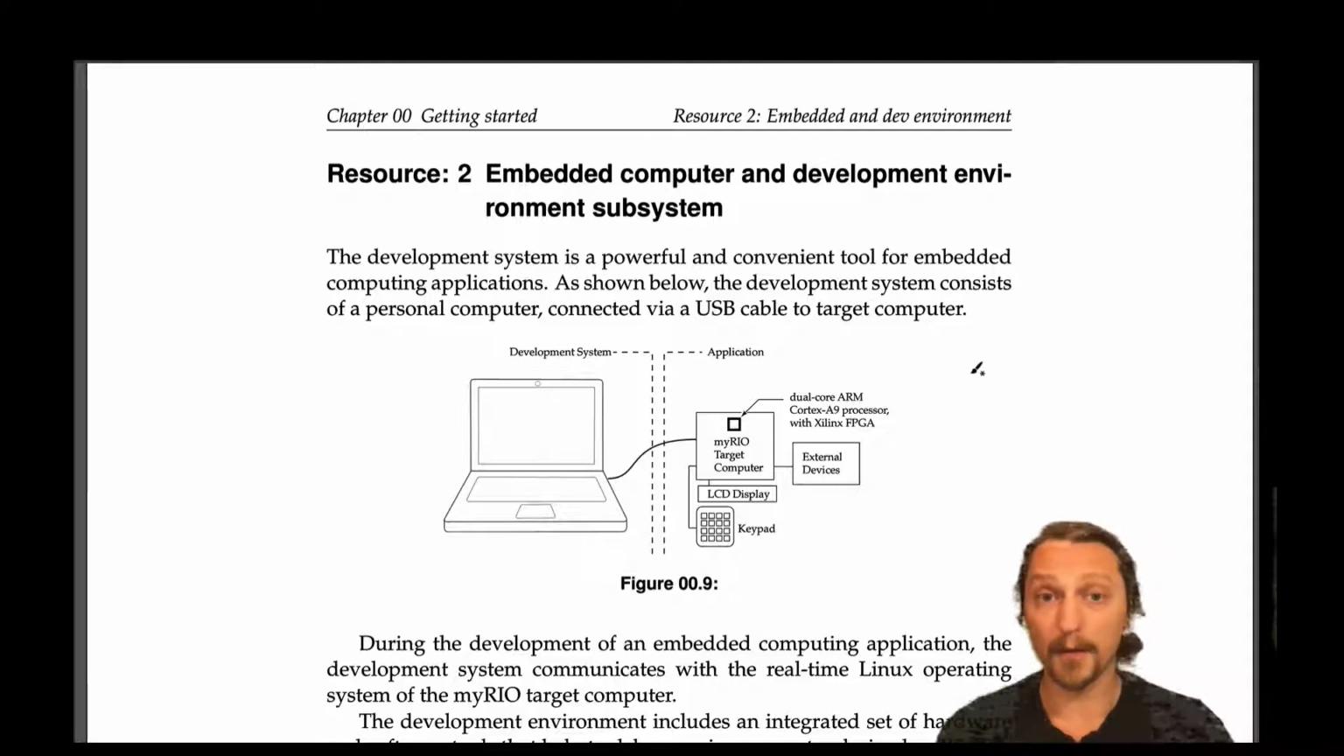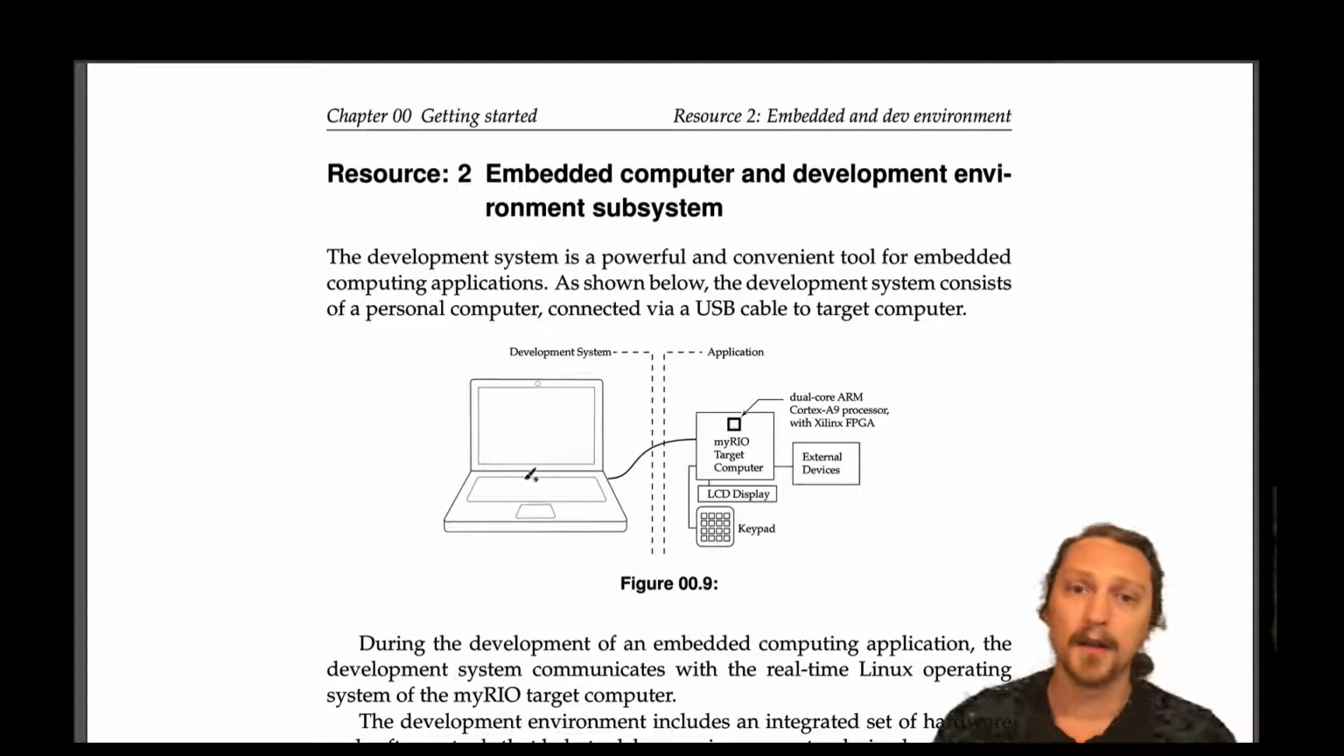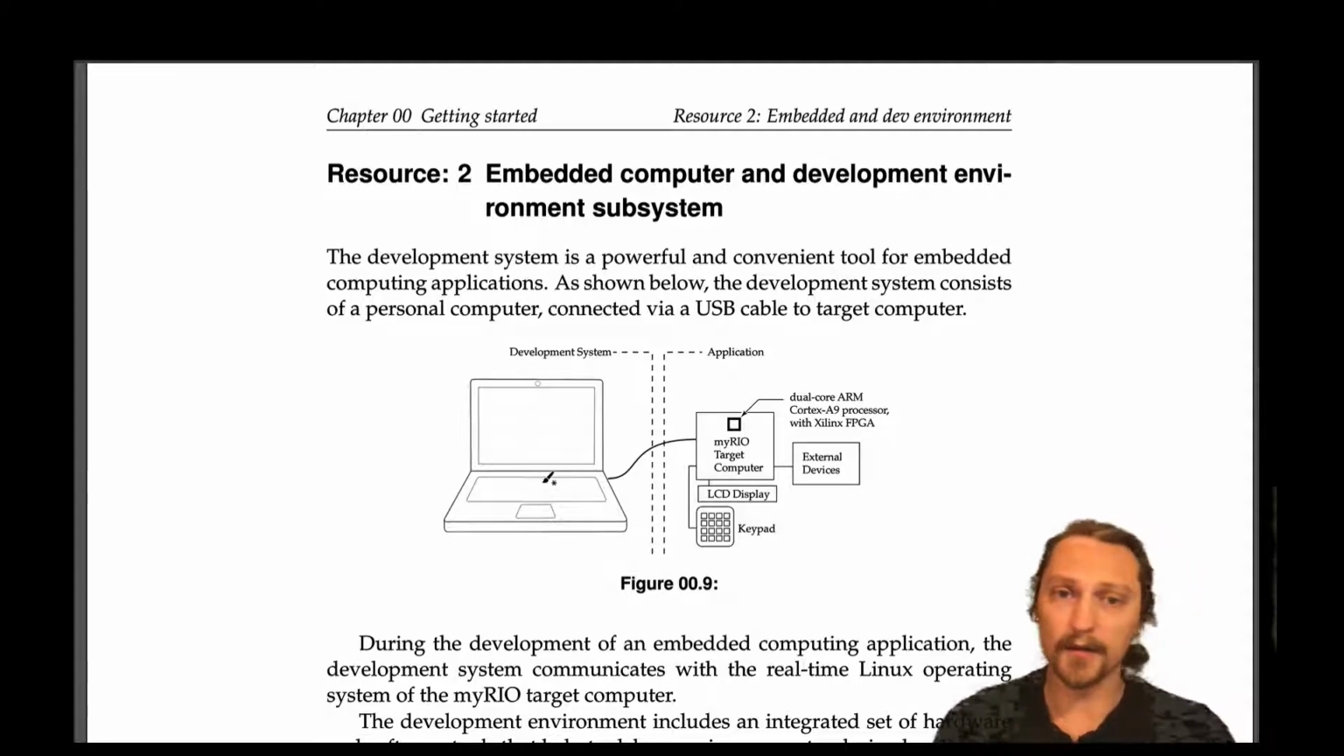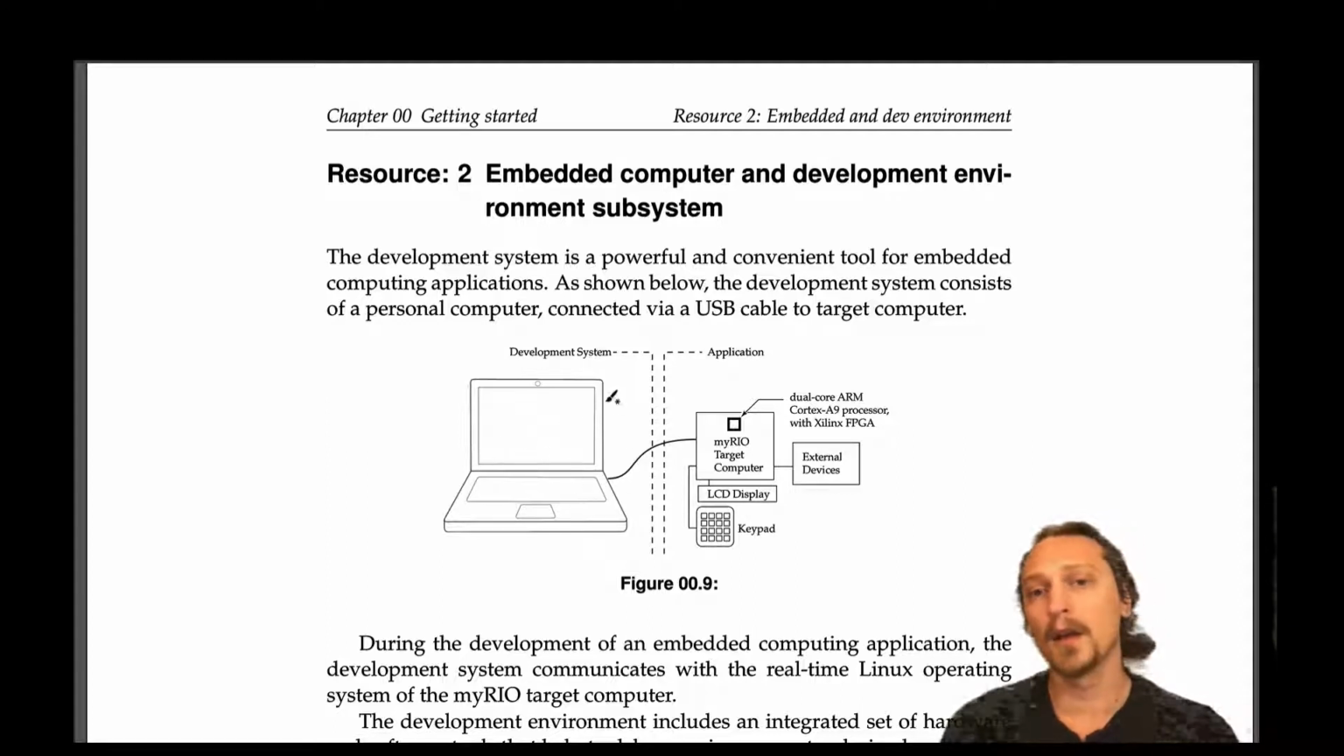for a development environment. So as shown below, the development system consists of a personal computer here connected via a USB cable to the target computer, which is the MyRio. The MyRio is what we're actually programming at the end of the day, but we write the program here on the development system.